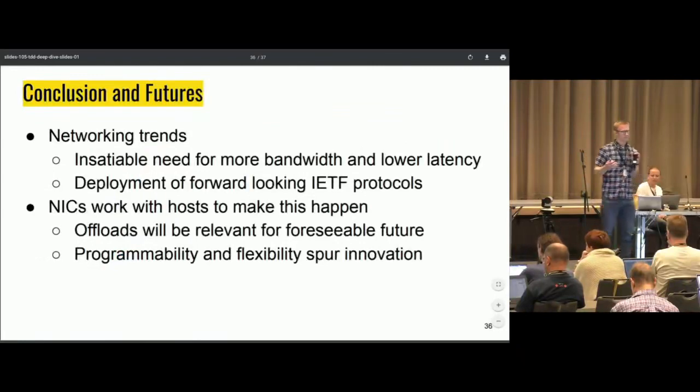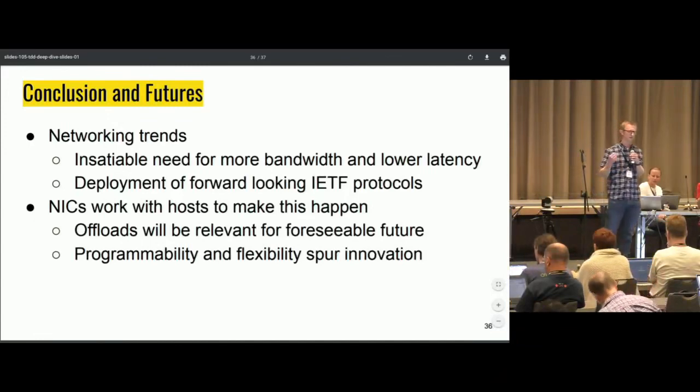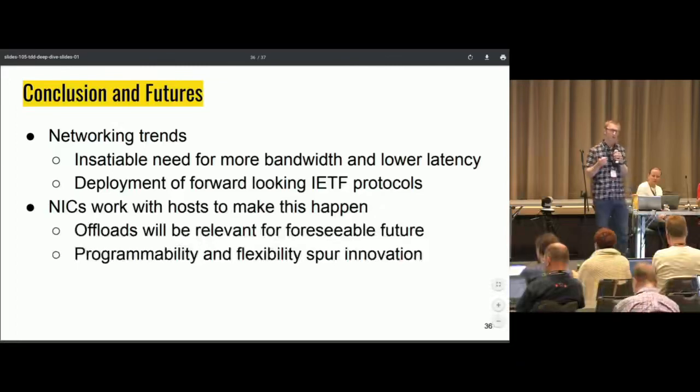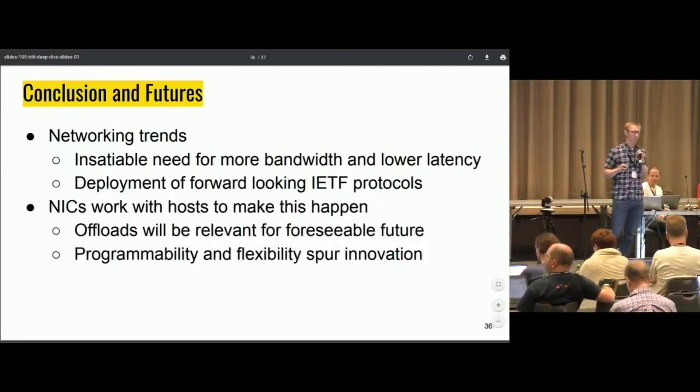So I think really the way I want to summarize this is that we think about the networking trends going forward. There's an insatiable need for more bandwidth and lower latency. I think the devices that we carry around in our pockets every day help us consume more and more data, not only in the air, but where the actual wires are in the data centers. People want more all the time.